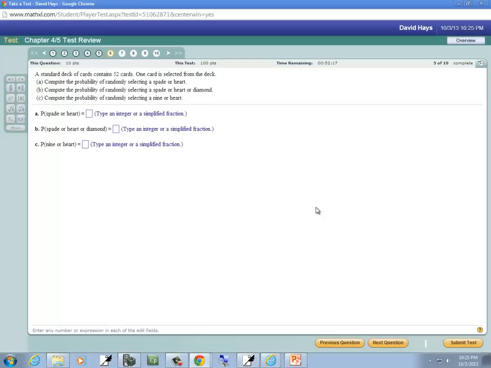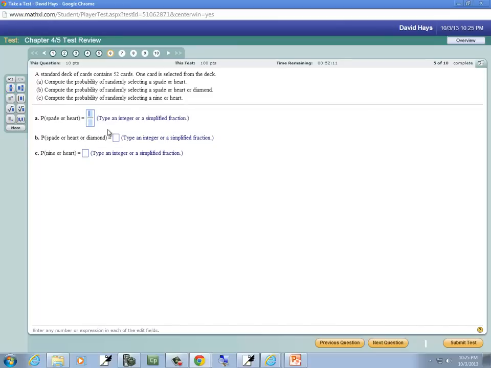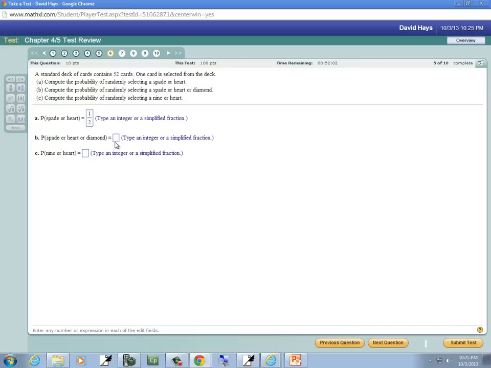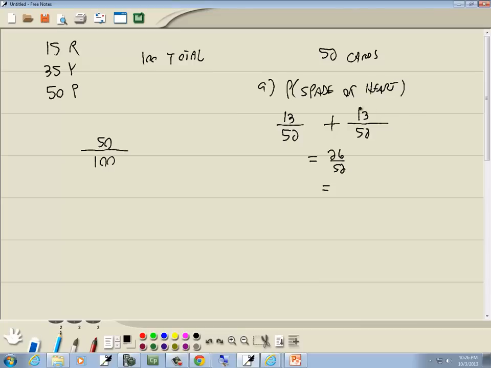Let's see what it's wanting though. Type an integer or a simplified fraction. Okay, so click in here, click that, and I put 1 divided by 2, because 26 over 52 simplifies to that. If you don't see it, plug it in your calculator. By the way, there's no way it could be a spade and heart at the same time, so that's why we didn't worry about subtracting. That was 1/2.